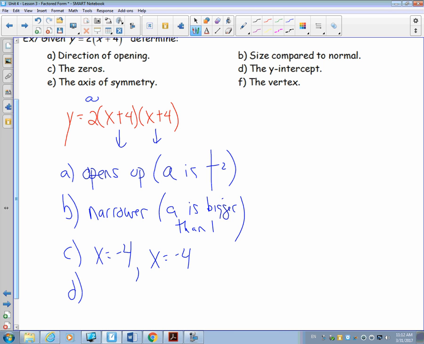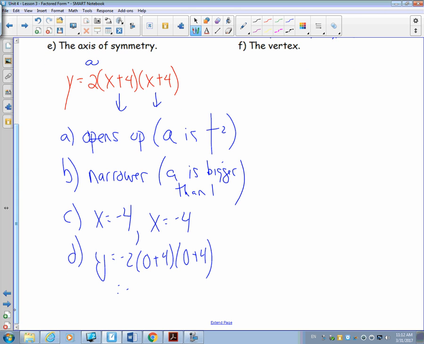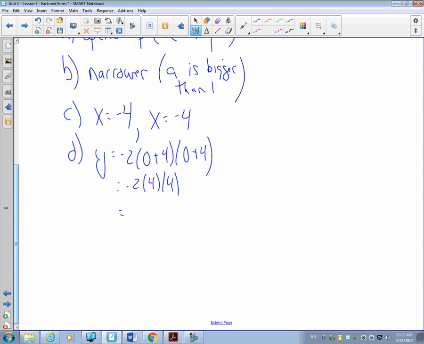Okay, D, our y-intercept. We know for y-intercepts, x is always 0. So let's figure out what we got. Y equals -2 times 0 plus 4 and 0 plus 4. Follow our BEDMAS. -2 times 4 gives us -32. Here's my y-intercept.